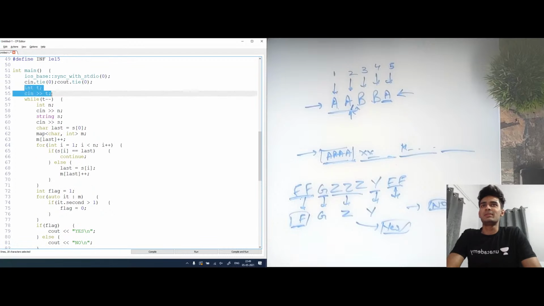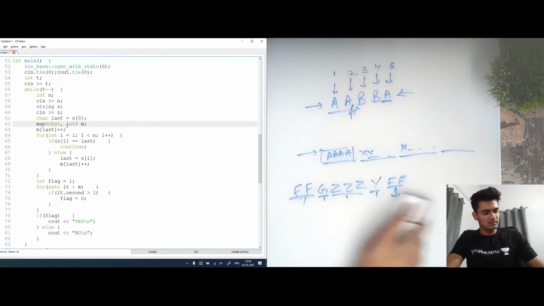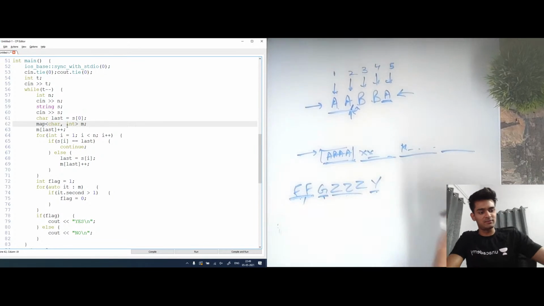So let's look at the input now. So we have t number of test cases. After that we have n for every test case, and then we scan the string. So let's say that the string was ffg_zzzy.